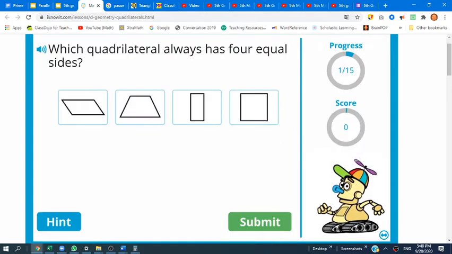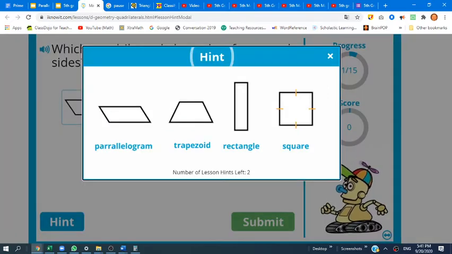Let's try another one. Which quadrilateral always has 4 equal sides? Well, if you don't know, you can click the hint. Parallelograms, trapezoids, rectangles, and squares.